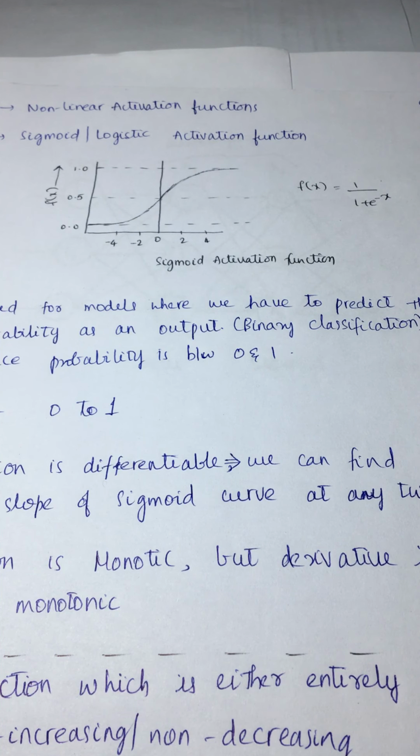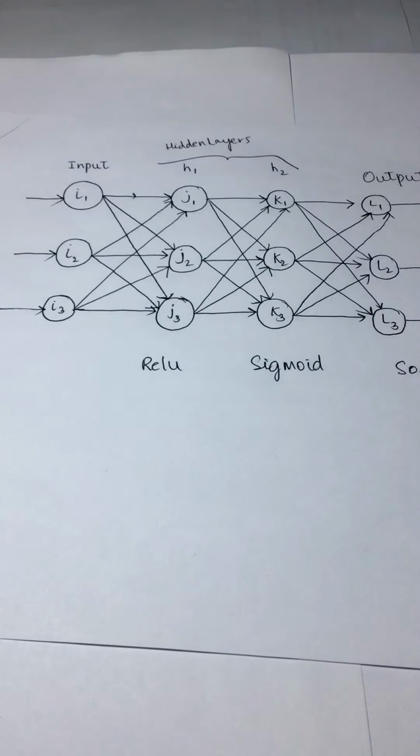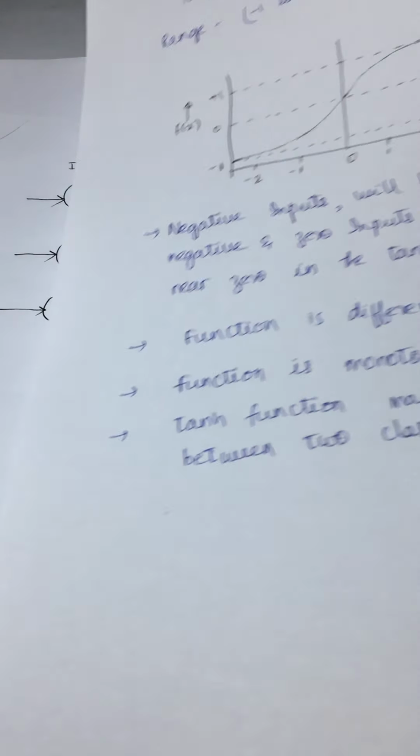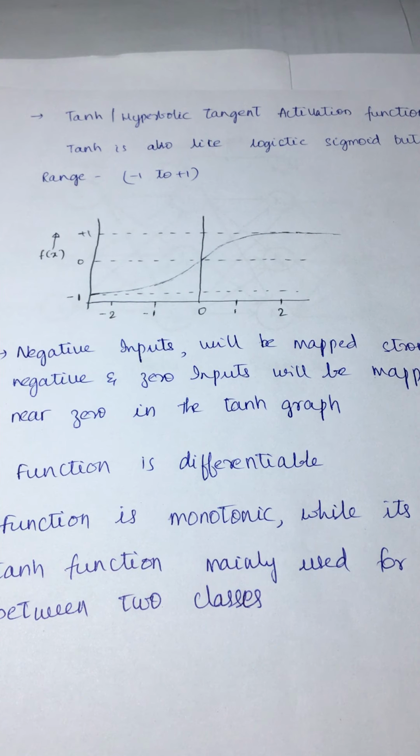So this is an example of monotonic function. But derivative of this particular sigmoid is not monotonic. Okay. So this is the second type of activation function, basically a sigmoid activation function. Another important activation function is basically your tan h. Tan h is nothing but your hyperbolic tangent activation function.